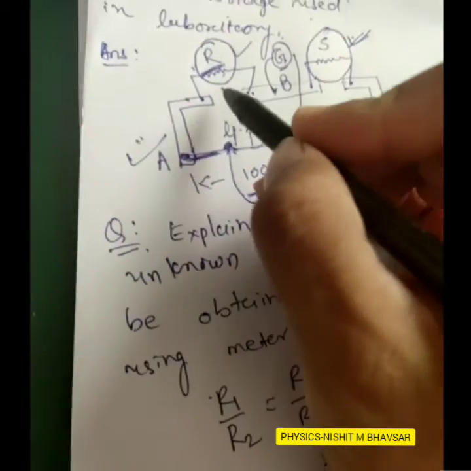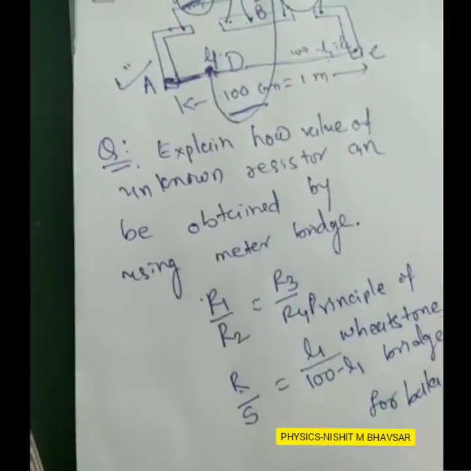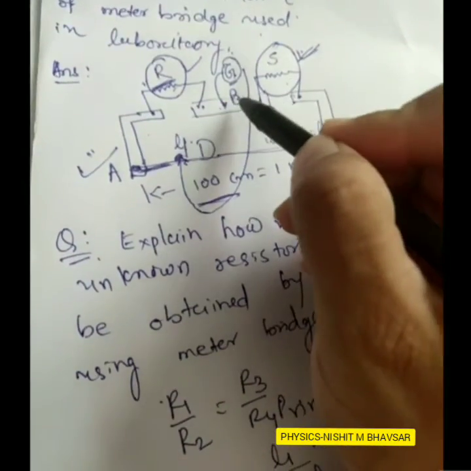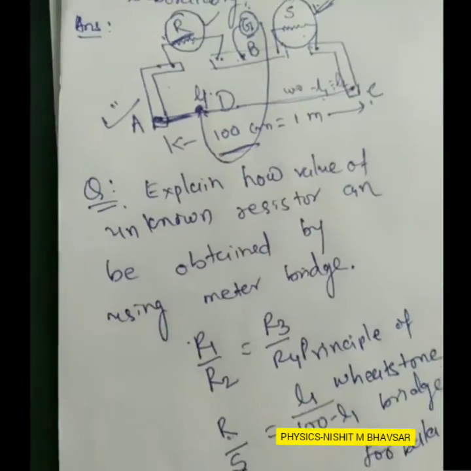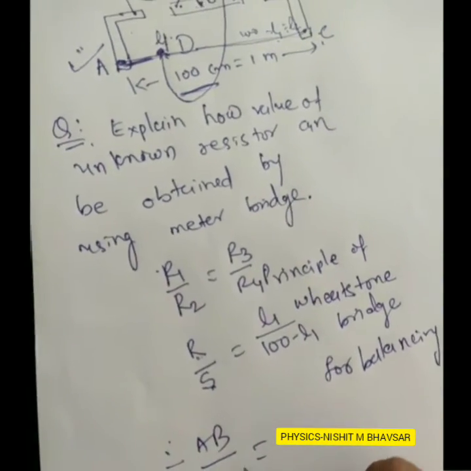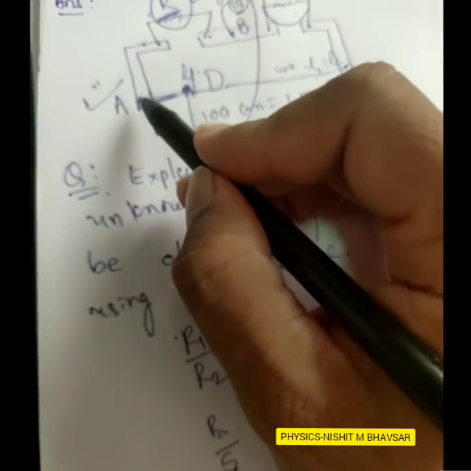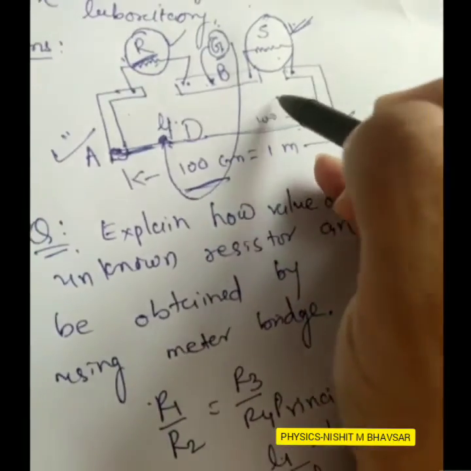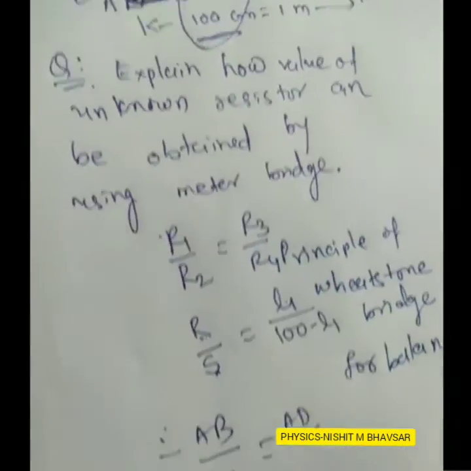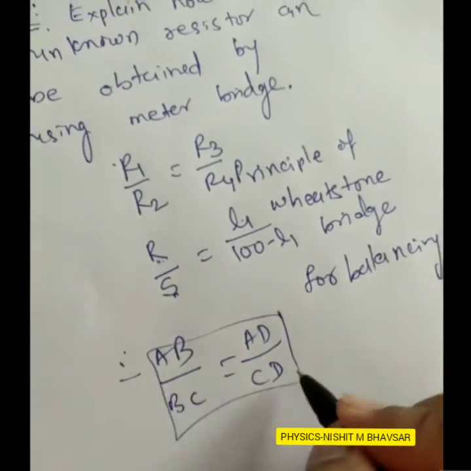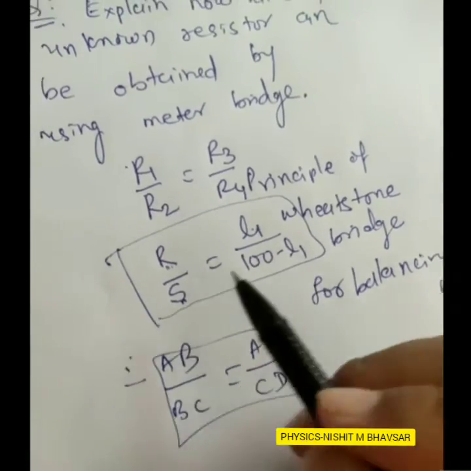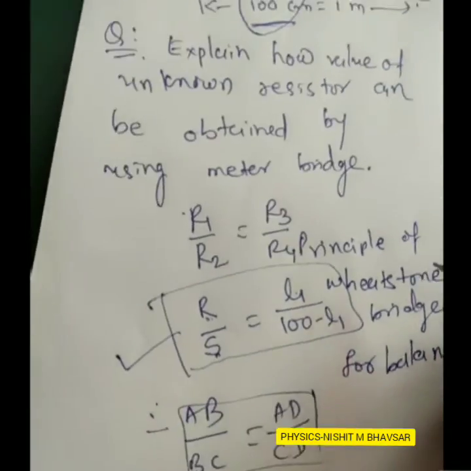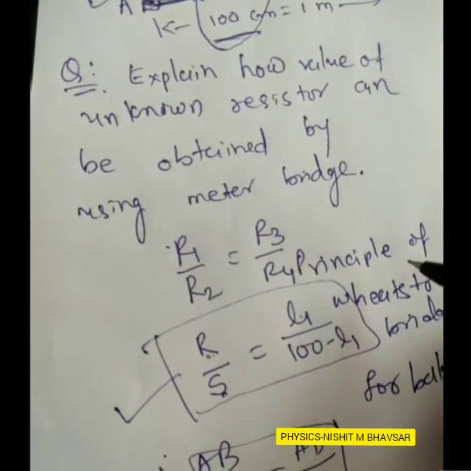R we are using between A and B, so AB, and this point is S. We are using S between B and C. So R upon S is AB upon BC. It is L1, the L1 between A and D, so AD, and 100 minus L1 is connected with C and D, so divided by CD. So now we have the equation for meter bridge. It is R upon S is equal to L1 upon 100 minus L1.